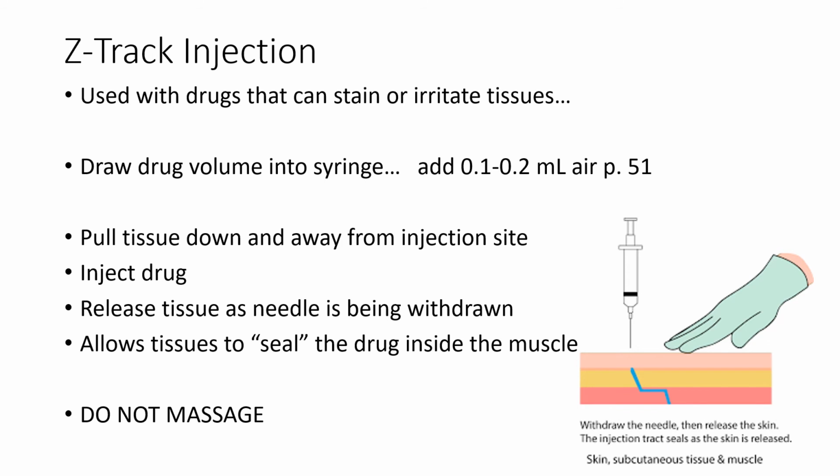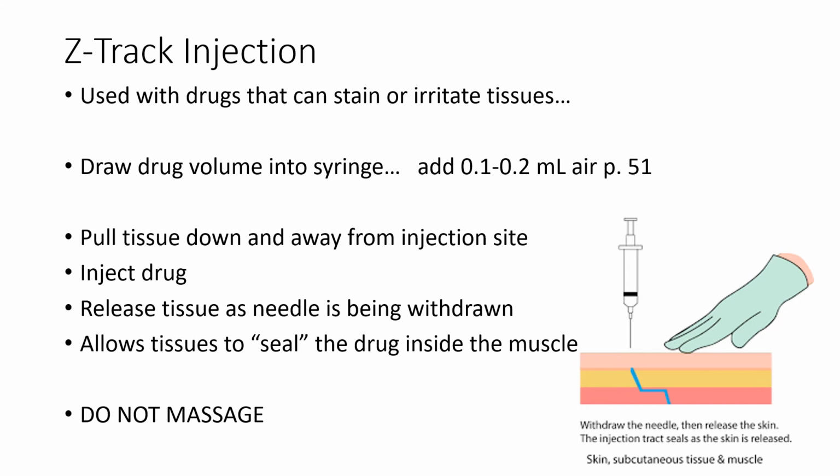Okay, so Z-track injections. This is typically used with drugs that can stain or irritate tissues. So the first one that comes to mind is going to be iron. Okay, we all know iron can stain skin, teeth. So we want to try and avoid that. So when you're drawing your drug into your syringe, you're going to add a little bit of air into that syringe. And if you look on page 51, it's going to talk a little bit more about that. And I'll try and attach a little video so that you can see how to perform the Z-track method. It's not used a whole lot unless, again, you're using those injections that can stain or irritate the tissues.